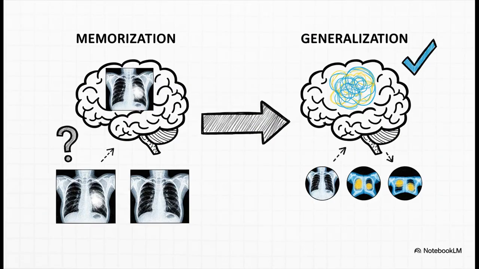You want the AI to learn what pneumonia looks like in general, not just to memorize the exact photos you showed it during training. This whole process makes the model way more robust, so it's much better at diagnosing brand new X-rays that it's never seen before. It is the absolute key to making it work in the real world.